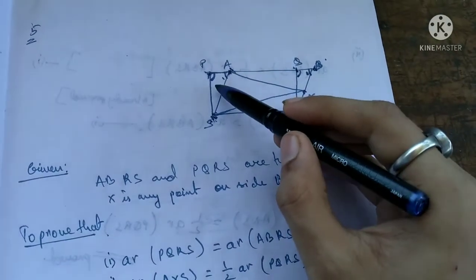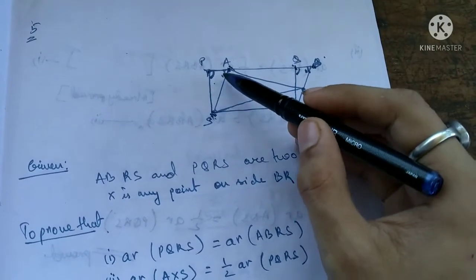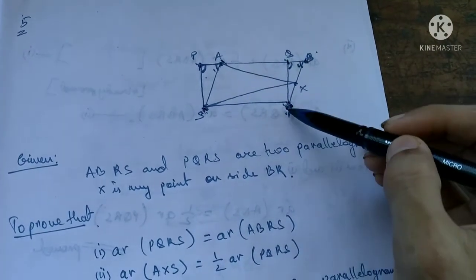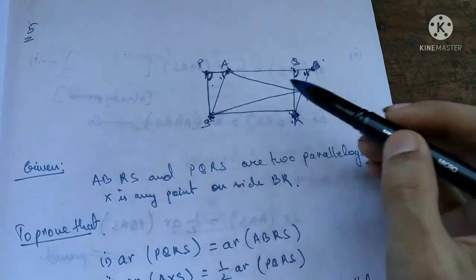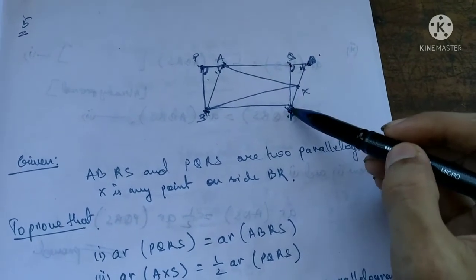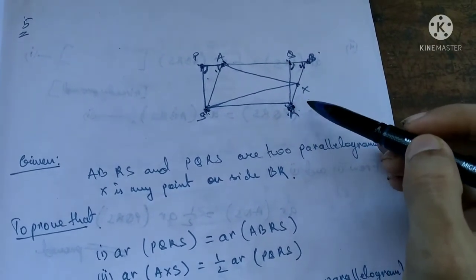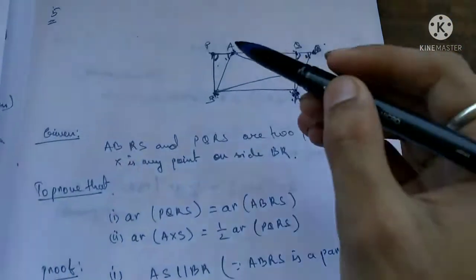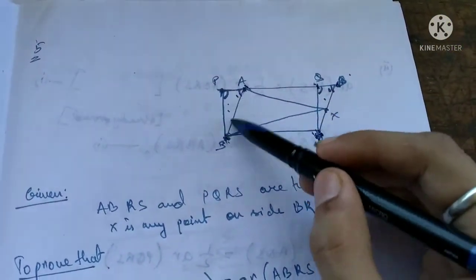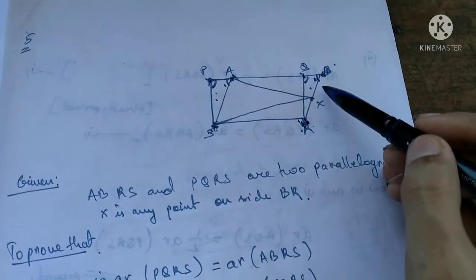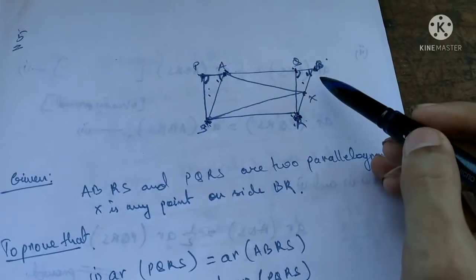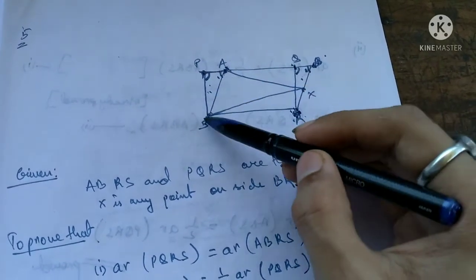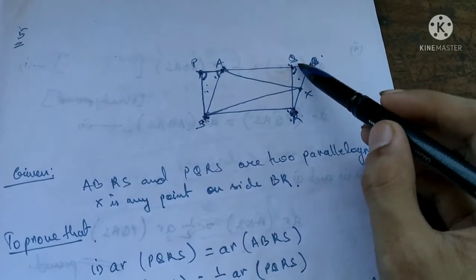Finished? So now you see triangle PAS will be congruent to triangle QBR by AAS congruency. So since these two triangles are congruent, therefore their areas will be equal. So therefore I can say that area of PAS is equals to area of QBR.